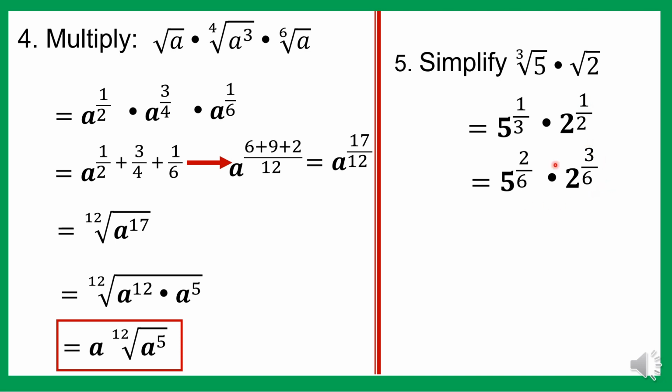After that, kung makikita natin, we have the same denominator or same indices na tayo ngayon. Again, i-rewrite po ulit natin to into radical form. Kumbaga, ibabalik lang natin doon sa dati, kagaya ng ating given. So, magiging si 5 raised to the power of 2 over 6 ay magiging 6th root of 5 squared times, ito naman si 2 raised to 3/6 ay magiging 6th root of 2 cubed.